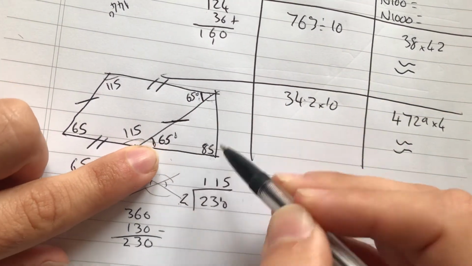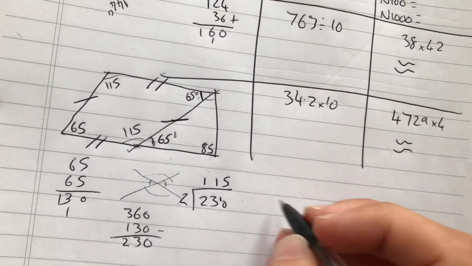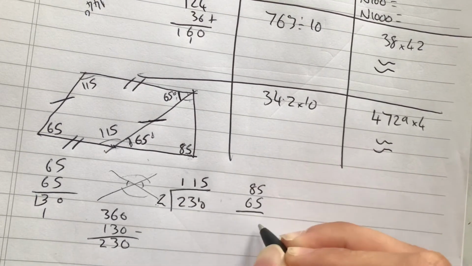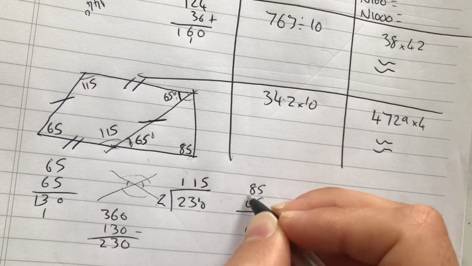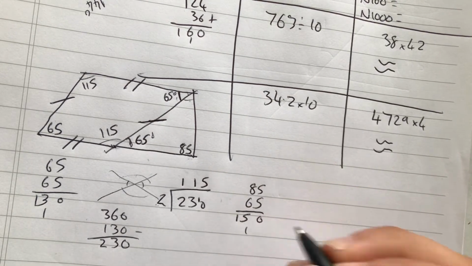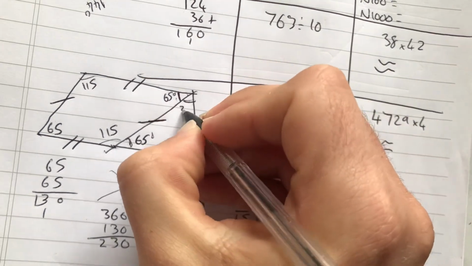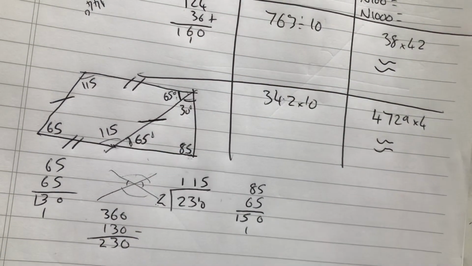We've now got 2 of the 3 angles in a triangle. Let's work this bad boy out, shall we? 85 and 65. 8 and 6 is 40, that is 15. 50, 60, 70, 80. So this one here is 30.